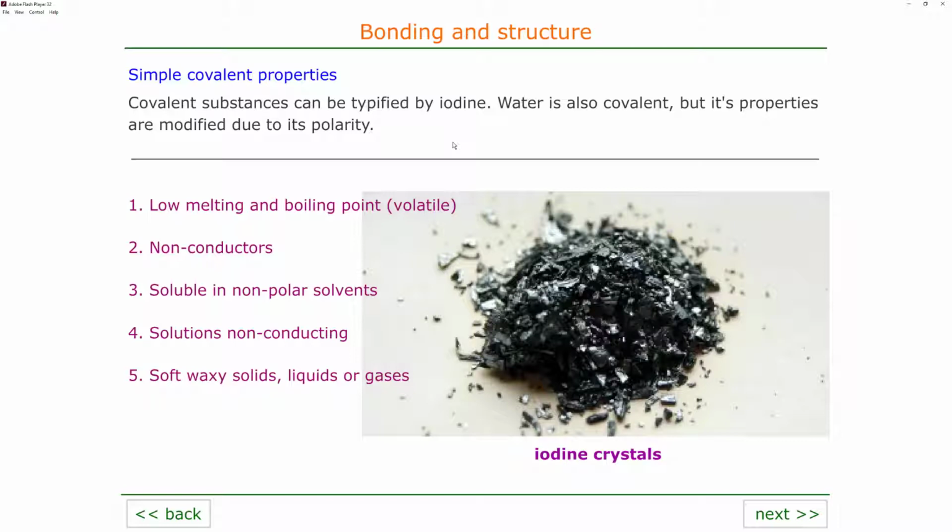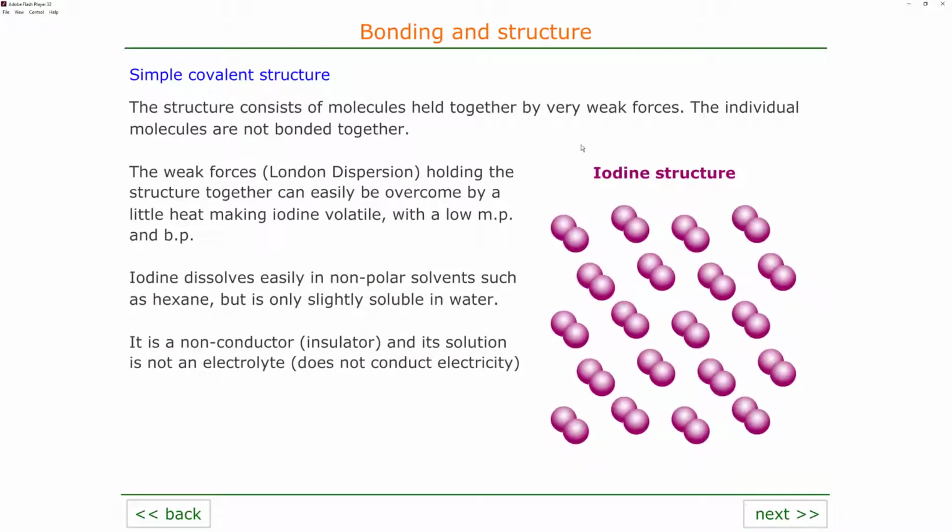If the covalent substance does form a solid, such as iodine, there's a picture of iodine there on the screen, the solids are usually very weak in structure. The crystals are weak or soft crystals. They're easily shattered. So a simple covalent structure consists of molecules held together by very weak forces.